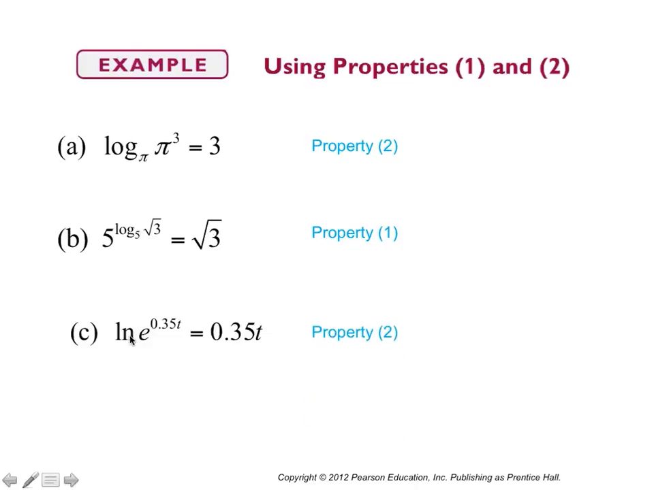Now right here, if we have ln of e to the 0.35t power, this one's just going to be property 2. Remember, ln can be written as log base e. So we have log base e of e to the 0.35t power. Based on property 2, this is just going to be 0.35t, because log base e of e is just ignored, and we're just left with our exponent, just like we were right up here.